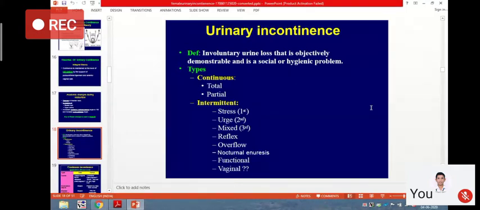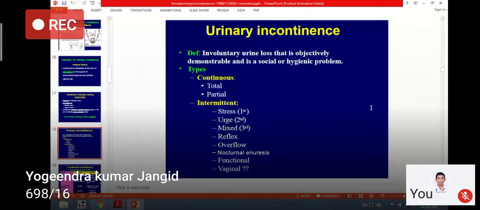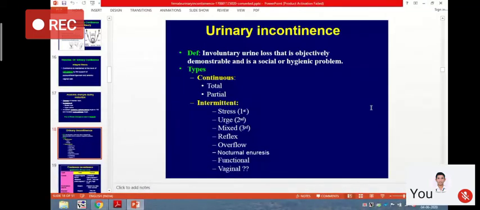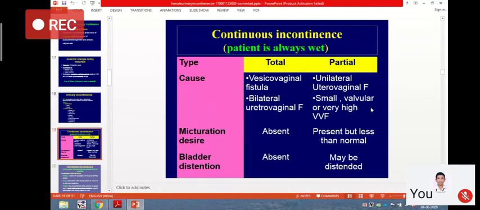There are two types: continuous urinary incontinence or intermittent. Continuous may be total or partial. Total means every time the patient is having incontinence. Partial means the patient is having incontinence sometimes and she is able to pass urine on her own also. Then intermittent can be stress incontinence, urge incontinence, or mixed when both stress and urge incontinence are present. Then reflex incontinence, overflow incontinence, nocturnal enuresis, functional, perivaginal.